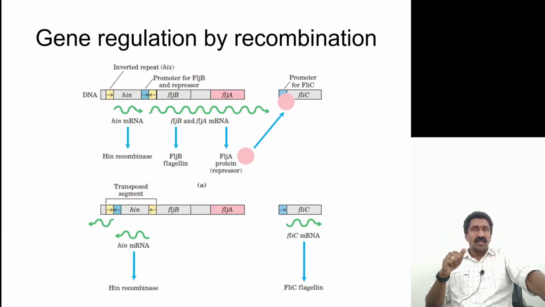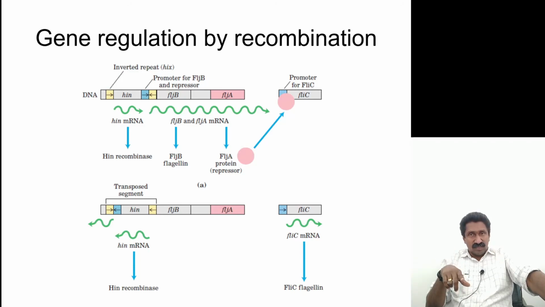That means only flagellin B is coded in this system. In the normal case, the promoter orientation is in this direction, which codes a single mRNA. Both fljB and fljA will be coded. fljB is the flagellin, fljA is the repressor for fliC, and it binds to it, so fliC is no longer available in this normal system.